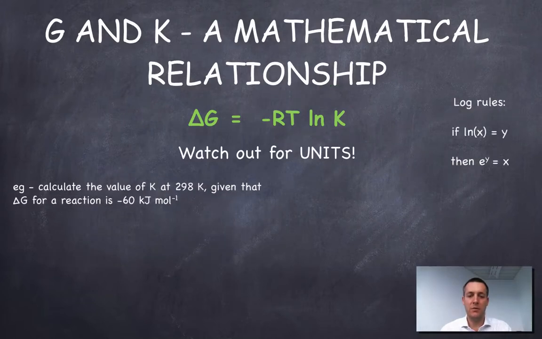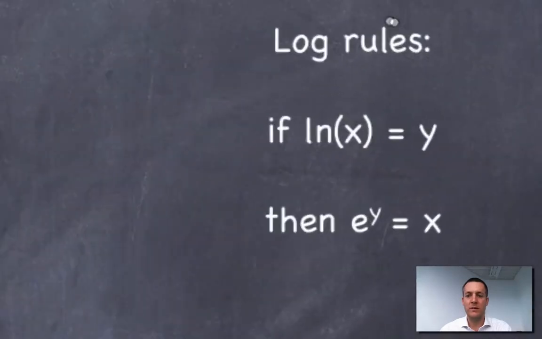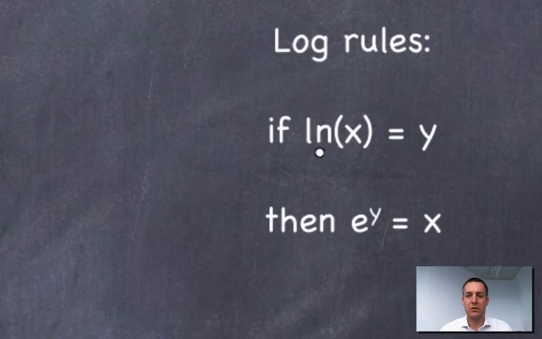Now, doing the same kind of problem but in reverse, so now we're going to calculate the value of K given information about delta G. We need to know something about log rules here. I'm not going to go into this in a great deal of detail, but if the natural logarithm of x equals y, then e to the power y equals x.